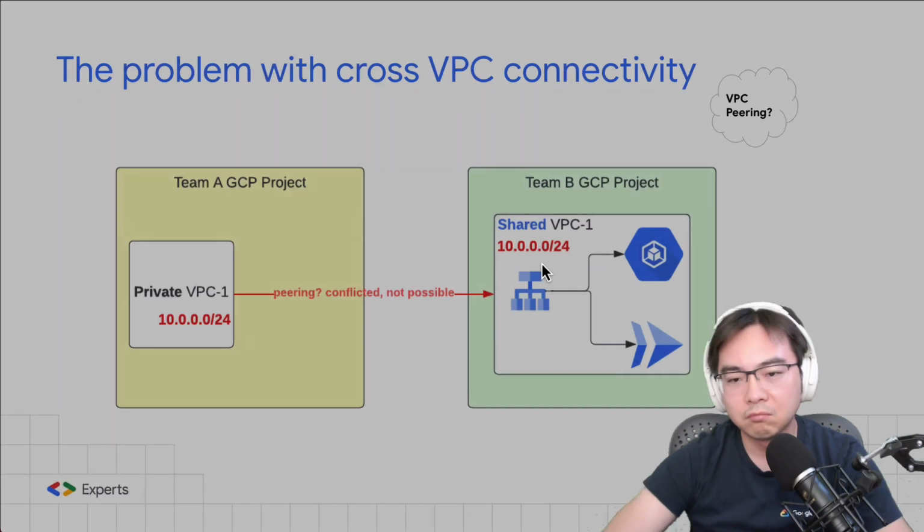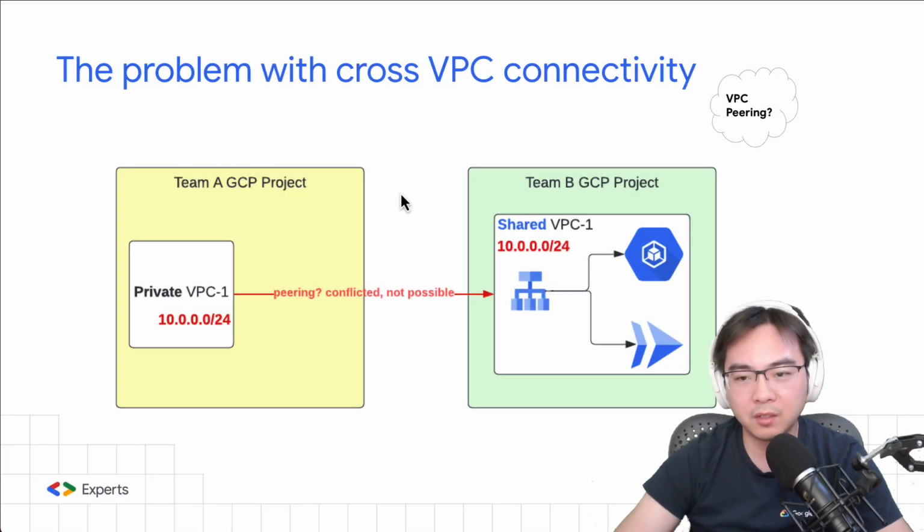So you might be thinking, okay, how about if we just peer the VPCs? Well, here's where the problem comes. Imagine this following problem. On the shared VPC, the IP ranges have already been agreed across the teams at org level. But if you have a private VPC, you can use whatever you like, because that's not visible to the shared VPC side. So if you want to do a peering and you have the same CIDR range, it's not possible because you've got conflicting IP addresses. So that's not going to work.